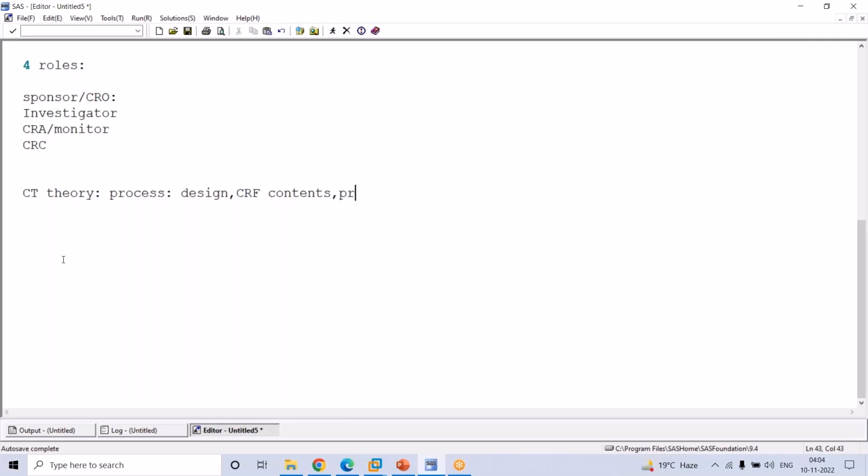They must have knowledge of the protocol contents also. They will check and ensure the study is going on as per the protocol. They should know the protocol contents. This protocol content also I'm going to explain with examples. For this, I'm going to give you 2 to 3 examples.